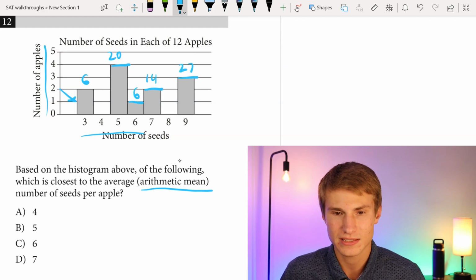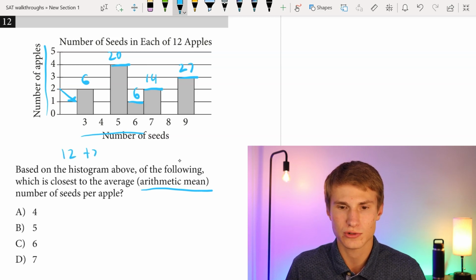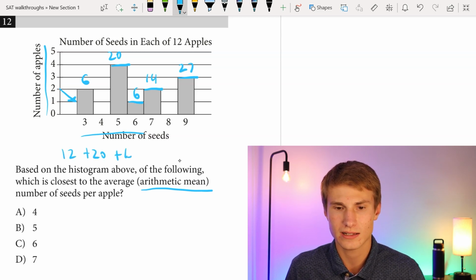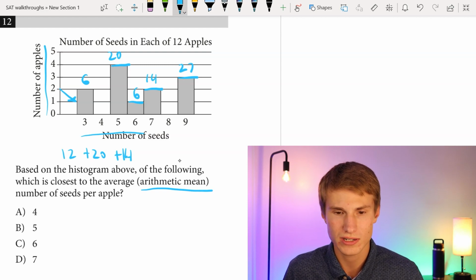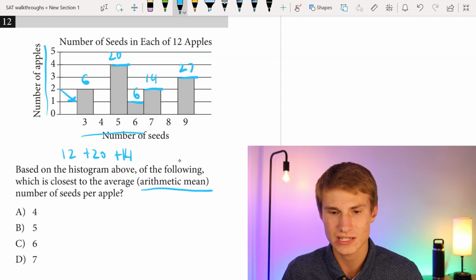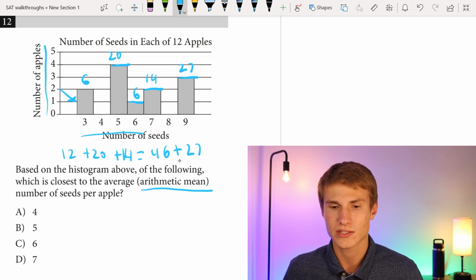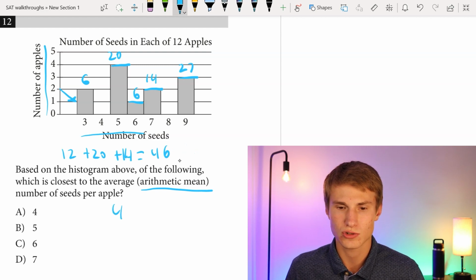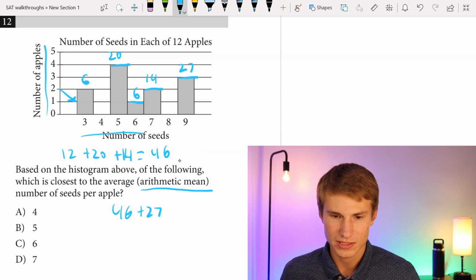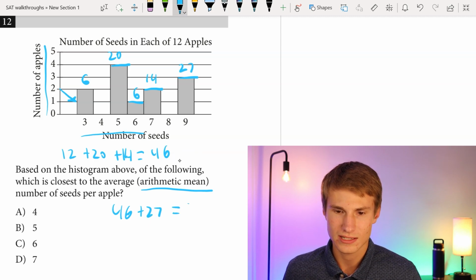I can combine my 6's, and that'll get me 12. I'll add 20 to that, and then I'll add 14 to that. 12 plus 20 is going to give me 32. 32 plus 14 gives me 46. And then I've still got to add my 27. So when I add 46 plus 27, that ends up giving me 73.